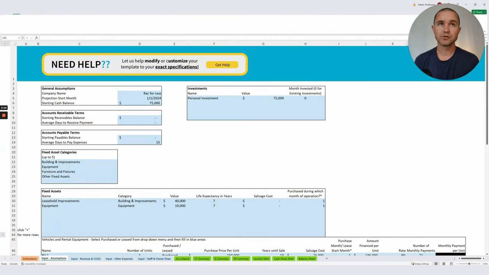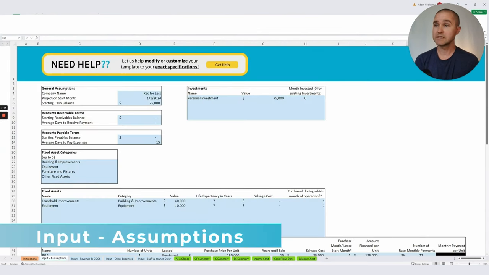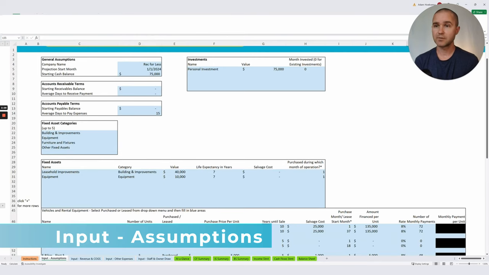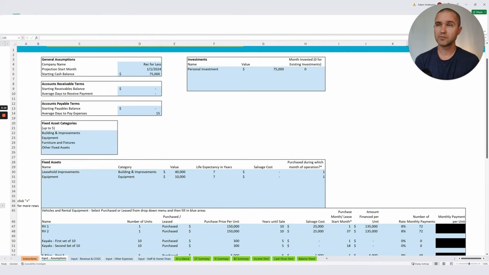Now, in order to produce those reports, we have a bit of work to do to input all of our assumptions, and I'm going to walk through how to do that. The first thing you need to know is that all the cells that are highlighted in blue are assumptions that you can change without breaking something in the model. We have entered in some example data here. We're going to say that we're starting our projections on January 1st, 2024, with a starting cash balance of $75,000. That cash balance is coming from a personal investment of $75,000 that we enter in here.